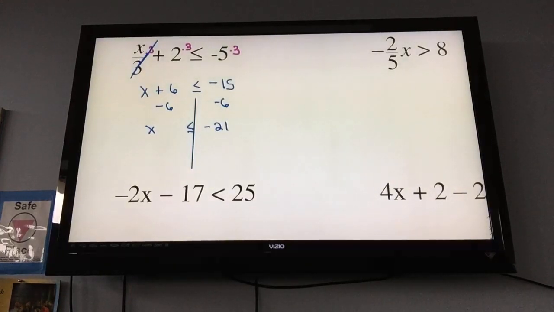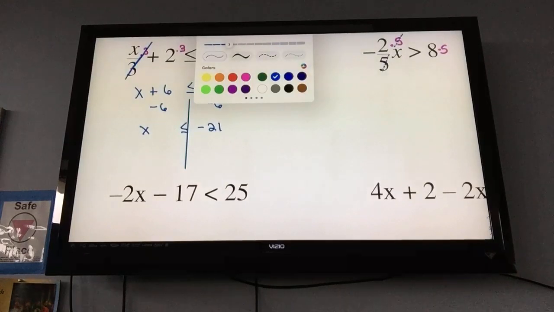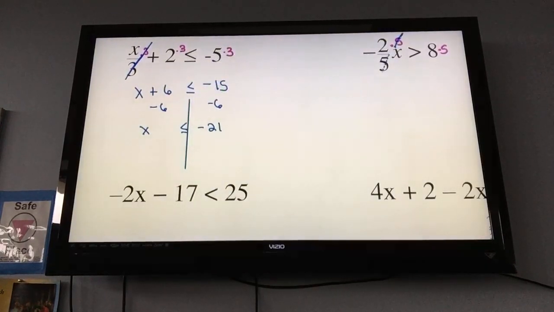All right, the next one has a common denominator of 5, because it's the only denominator. So I'm going to multiply both sides by 5. On the left, the 5's cancel. My 5's cancel, and I have negative 2x is greater than 40.